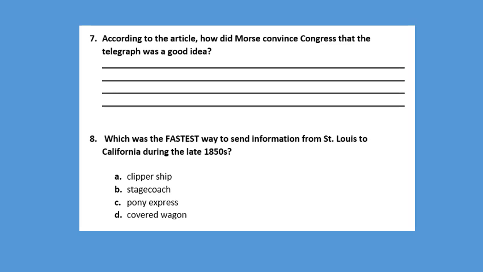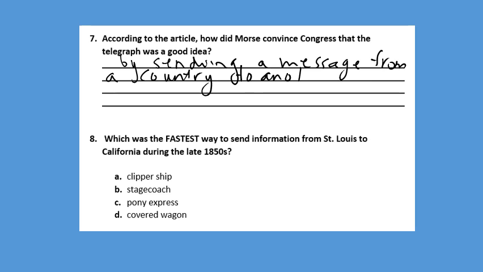Question number 7. According to the article, how did Morse convince Congress that the telegraph was a good idea? Morse convinced Congress that the telegraph was a good idea by sending a message from one place to another, from Maryland to Washington, D.C., and it worked.